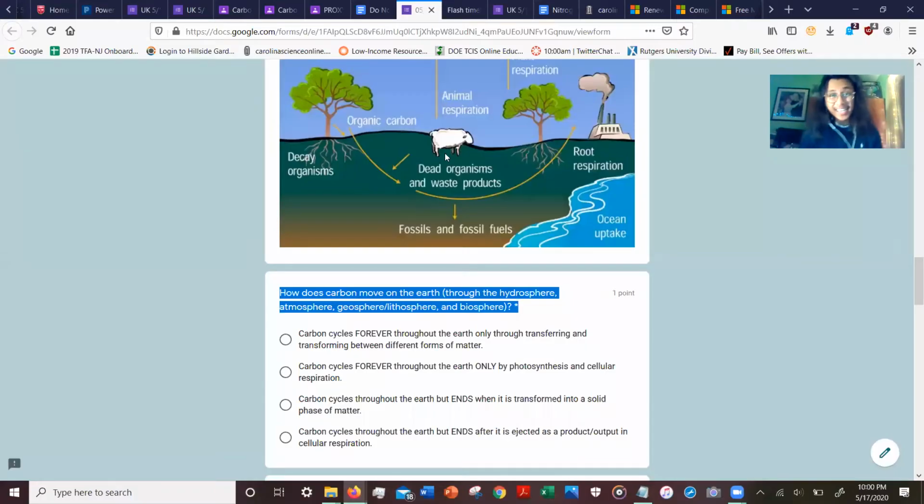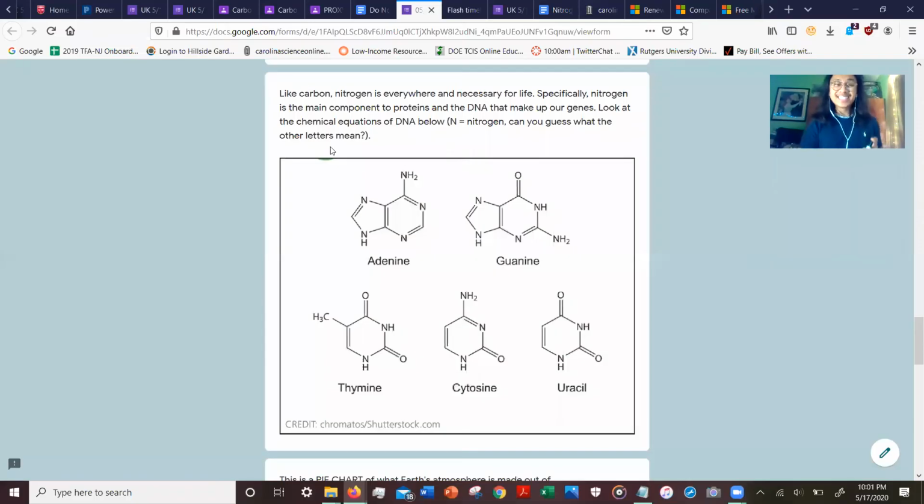And lastly, autotrophs aren't the only ones that can actually transfer carbon. Heterotrophs can as well. Let's move on to today's second goal, which is identifying why carbon, or nitrogen actually, is important in our lives.